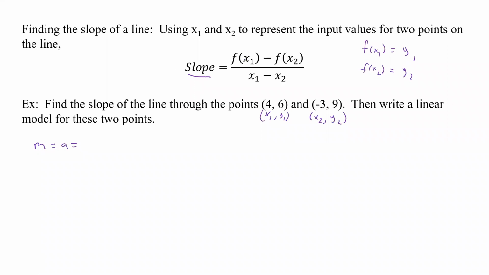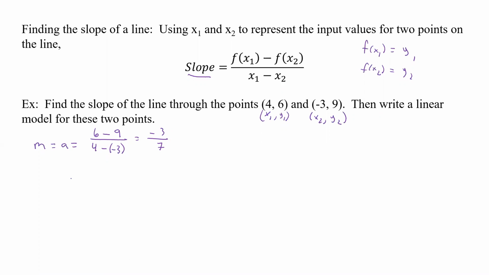We're going to use our y1, which is 6, minus y2, which is 9, over x1, which is 4, minus x2, which is -3. So 6 minus 9 is -3, and 4 plus 3 is 7. That would be our slope, -3/7. What does that equal in actual numbers? Well, 3 divided by 7 is 0.4285714286. The fraction looks a lot nicer, so we'll just use the fraction form.